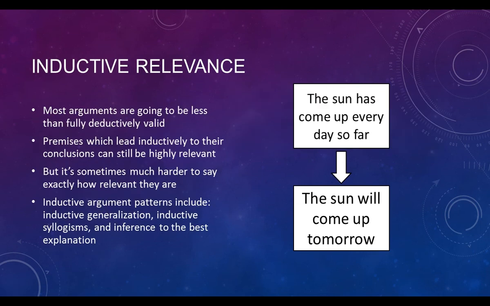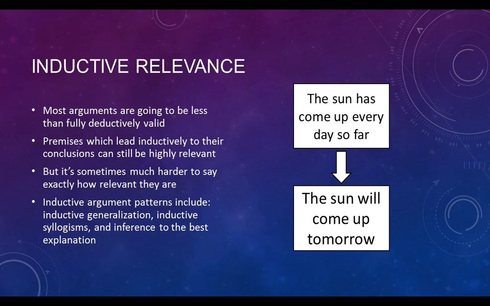The more common case, however, is that we don't get a lot of deductively valid arguments in our lives. Usually what we have are inductive arguments. In inductive arguments, the premises lead to the conclusion in a way that is relevant, if it's a good argument, but they don't guarantee the conclusion. That is, they raise how credible you should find the conclusion, but they don't contain all of the potentially relevant information. So it's sometimes much harder to say exactly how relevant inductive premises are to their conclusions.